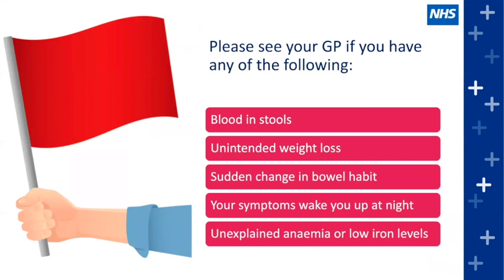I think it's important, though, just to highlight, do check with your GP if you've got any of those red flags as well. If you've got blood in your stools or unintended weight loss or a sudden change in bowel habits, so you've always been slightly on the constipated side and suddenly you get diarrhea more regularly, that would be something that we would call a red flag, and you'd need to discuss with your GP. And if your symptoms start waking you up at night, and as Emma mentioned earlier, if your GP's done blood tests and you've got unexplained anemia or low iron levels, all of those things need to be discussed with your GP. So it's very important to rule out other conditions.